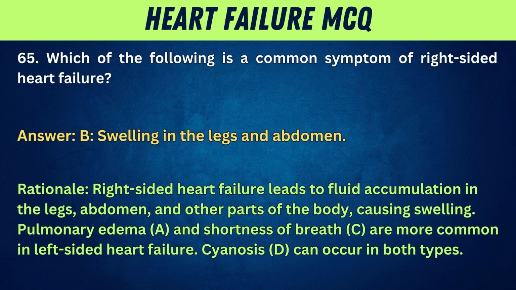Rationale: right-sided heart failure leads to fluid accumulation in the legs, abdomen, and other parts of the body, causing swelling. Pulmonary edema, A, and shortness of breath, C, are more common in left-sided heart failure. Cyanosis, D, can occur in both types.